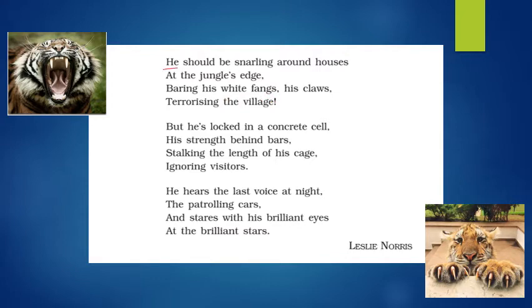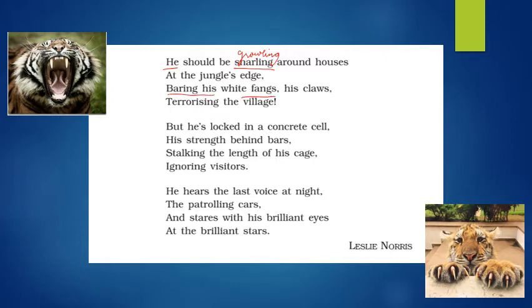The tiger should be snarling. Snarling means growling or roaring round the houses. It goes around the houses which are found at the edge of the jungle, growling and roaring and frightening the people. Also, it's baring its white fangs.